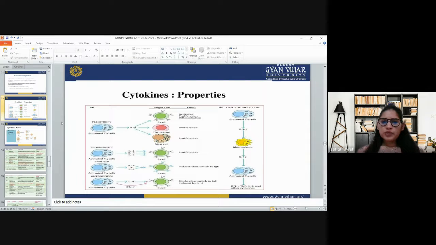So, this is pleiotropy. The activated TH cell's target cells are B cells, thymocytes, and mast cells, and the effects are activation, proliferation, and differentiation. Then the B cell's effect is proliferation, and in the mast cell it also causes proliferation.